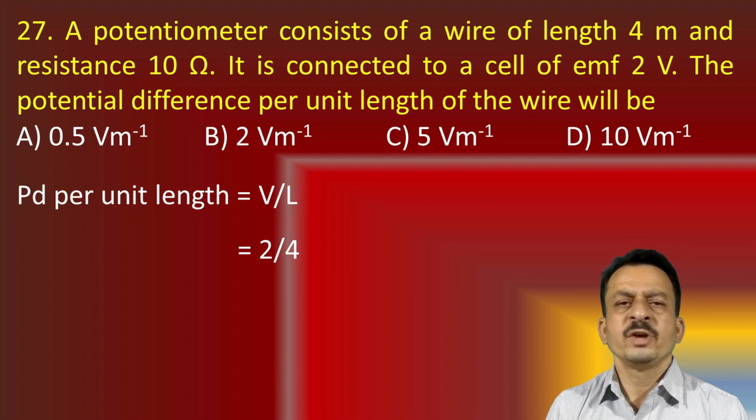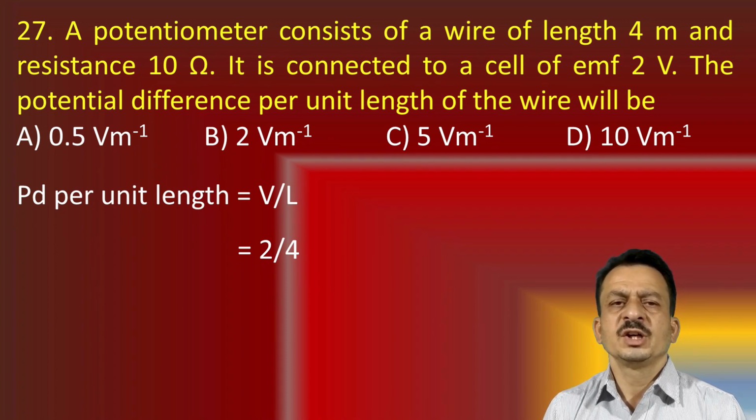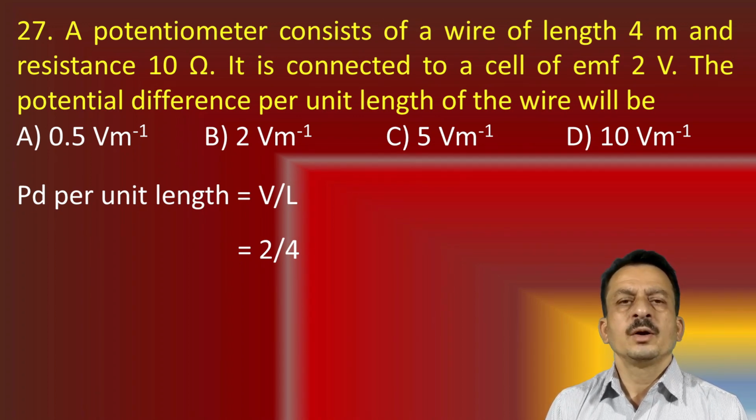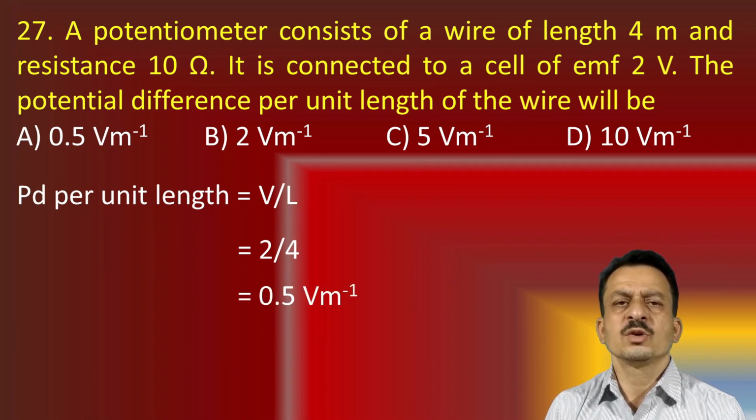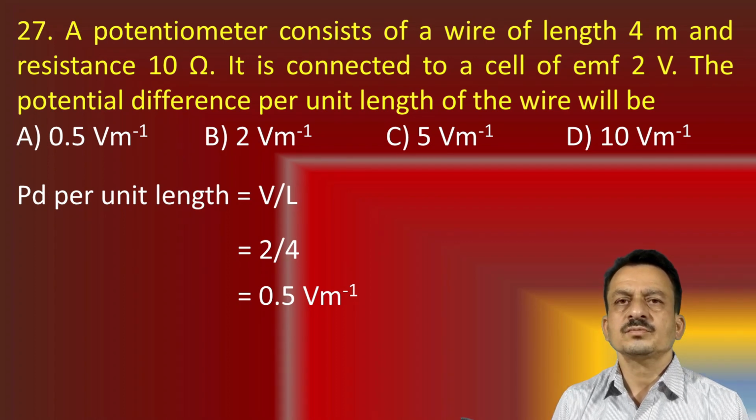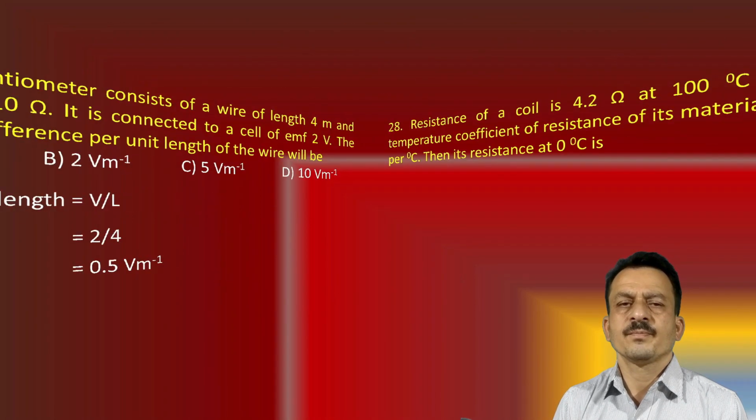Now EMF of the cell is 2 volts and length of the wire is 4 meter. So 2 by 4 is 0.5. 0.5 volt per meter is the potential gradient. Here the 10 ohm resistance is given, but it is not of use for the potential gradient. It is independent of that resistance. The answer is A, 0.5 volt per meter.